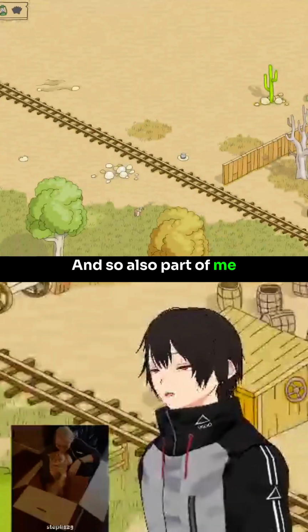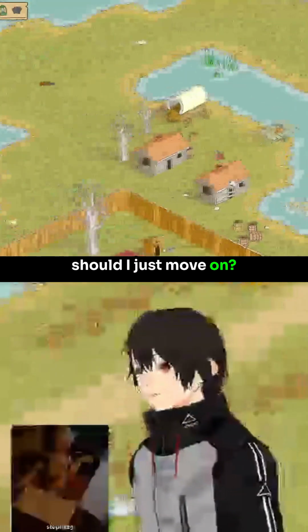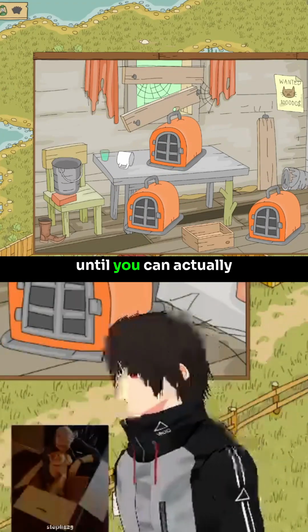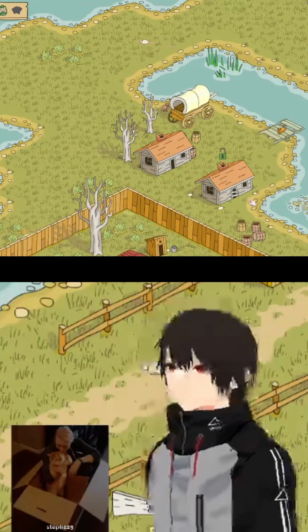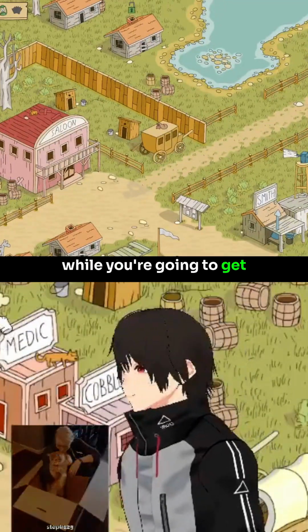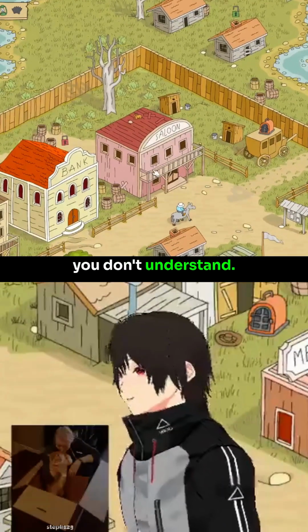And so also part of me struggles, like if I get stuck in this equation, should I just move on? Should I just read the prose? Or should I stick with it? Like, no, don't go on until you can actually follow the equation. Because you can do that once or twice, but after a while, you're going to get completely lost if you just skip over every equation you don't understand.